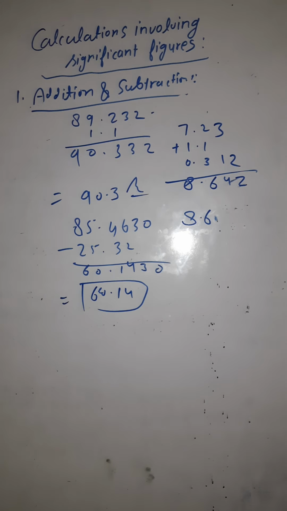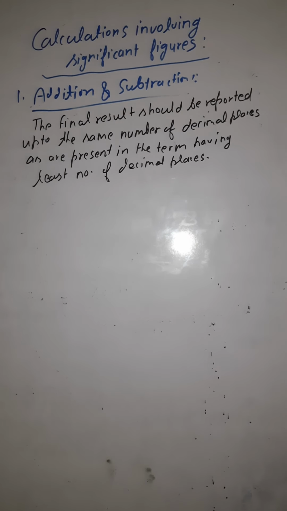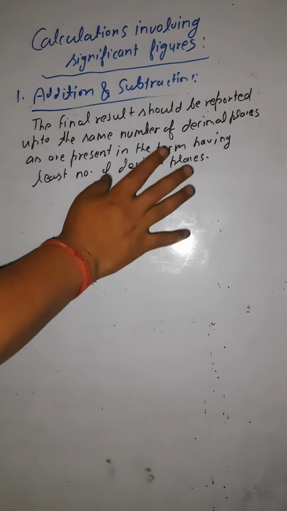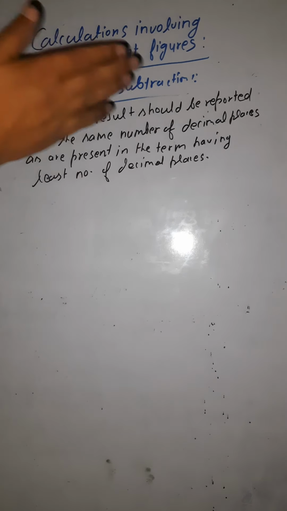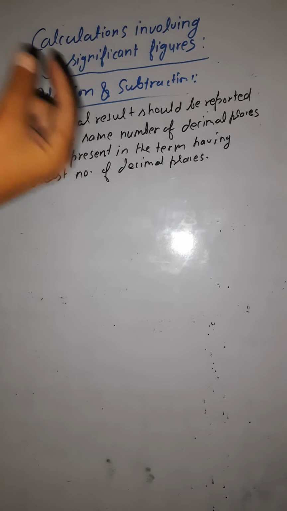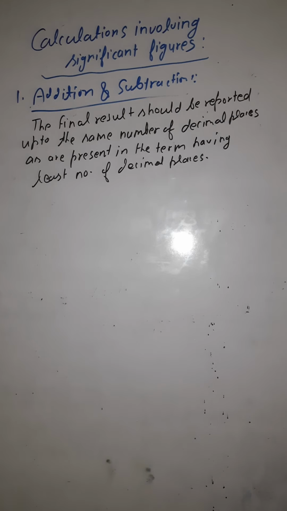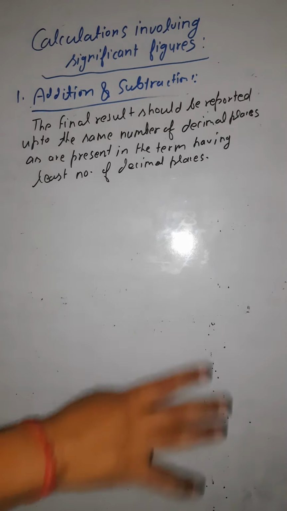Are you getting this? So this is the simple rule for addition and subtraction. Let me write the rule on the board here. Very good. So this is what you have to write there: you would report the final result according to the term which has the minimum decimal places. Okay, so this is what I have written. Examples we have already discussed related to subtraction and addition. Both have the same rule.